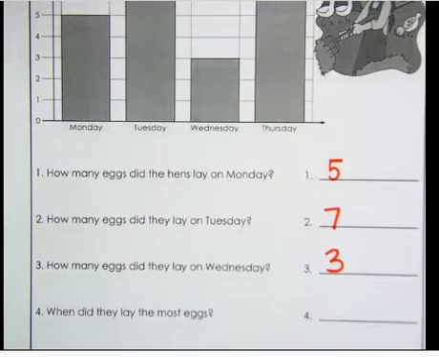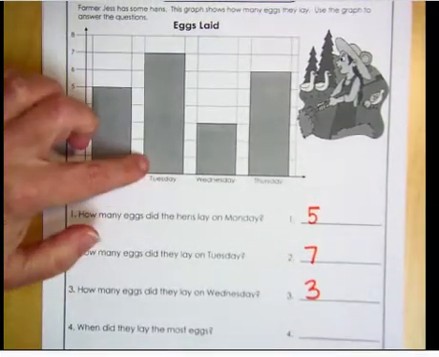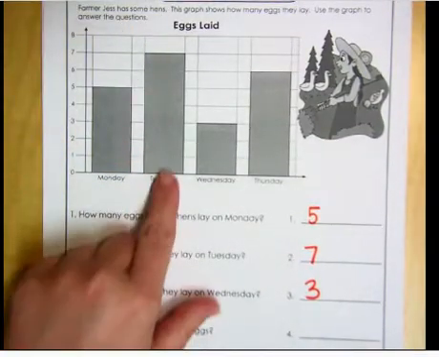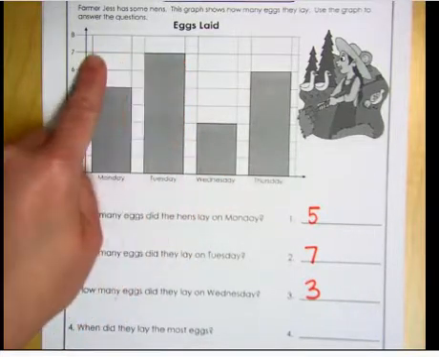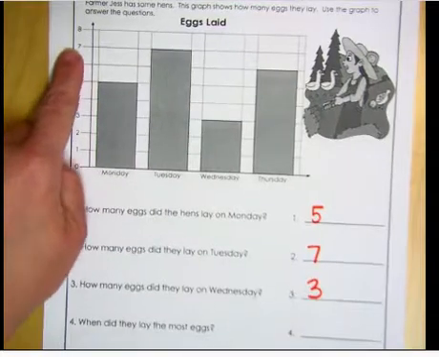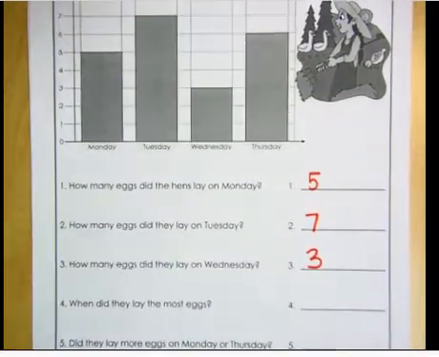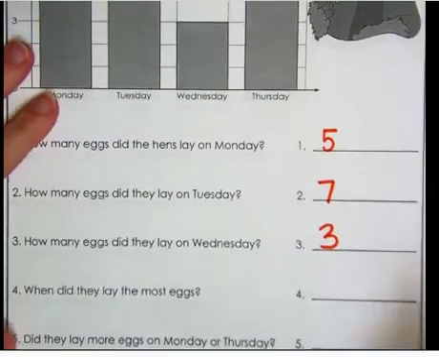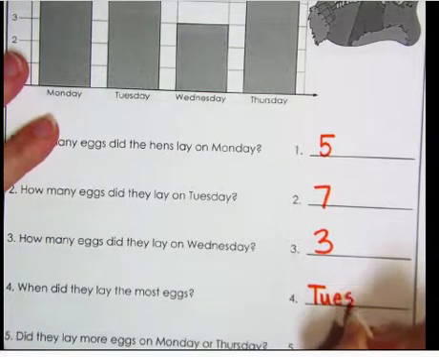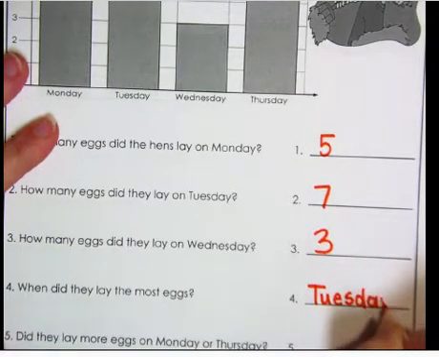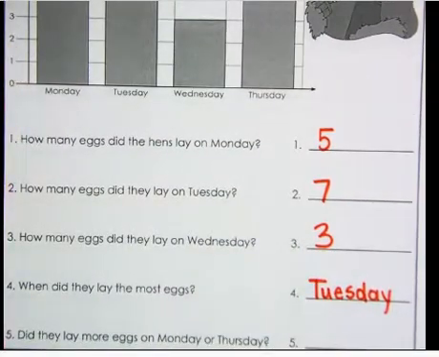And the most, when we put our information into a graph like we have here, it's very easy to see which one is the most. It's the tallest tower or tallest bar. And this one is definitely the tallest. There were 7 eggs laid on when? Tuesday. So number 4, when did they lay the most eggs? On Tuesday. You can copy it from right on your graph. Make sure you capitalize it because days of the week are capitals.